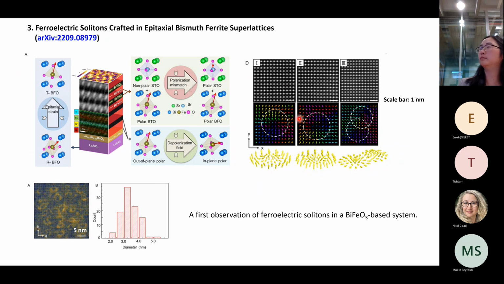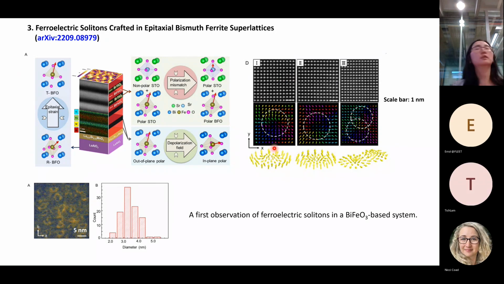This one shows the TEM displacement map, to show how the configuration looks. I think this is a plan view, so it's from the top of the film. And we can see that the size of the domains is around maybe 3 nanometers, which is very, very good.